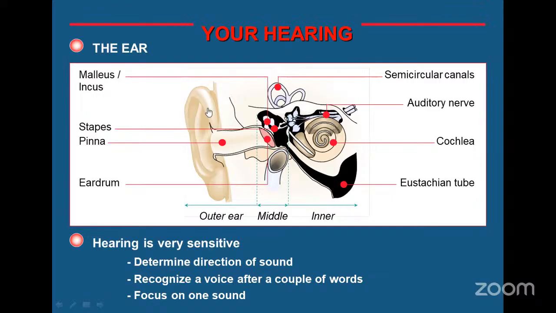The outer ear, this area which is outside the body, will concentrate the sound and direct it to the ear canal. The ear canal will direct the vibration of the air like this till it reaches the eardrum. This is the eardrum. Once it reaches the eardrum, it will vibrate.